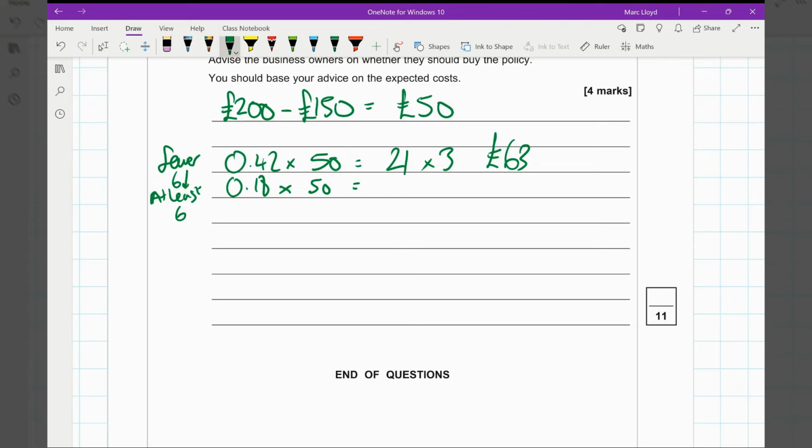That's multiplied by 50 as well. That gives us 9, and then that's going to be multiplied by 12, which gives us the expected cost of 108. 63 plus 108 is 171. So that's on average what that's going to cost the business, plus the £600, which gives us an expected cost of 771. Now, to answer that question, am I going to recommend it?